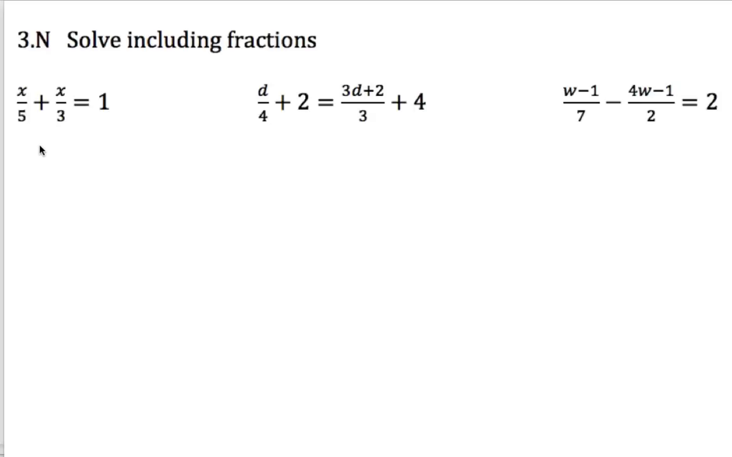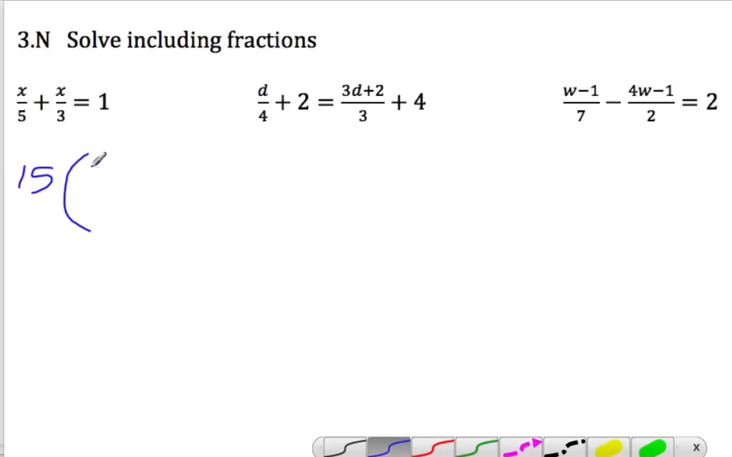So what one step could I do to make all of these not fractions anymore? Well, I recognize my common denominator would be 15. So I'm going to multiply both sides of this equation by 15. Sorry, got to put up with my drawing here. So what we're going to do is 15 lots of x over 5 add x over 3, and times this side by 15 as well, equals 15.